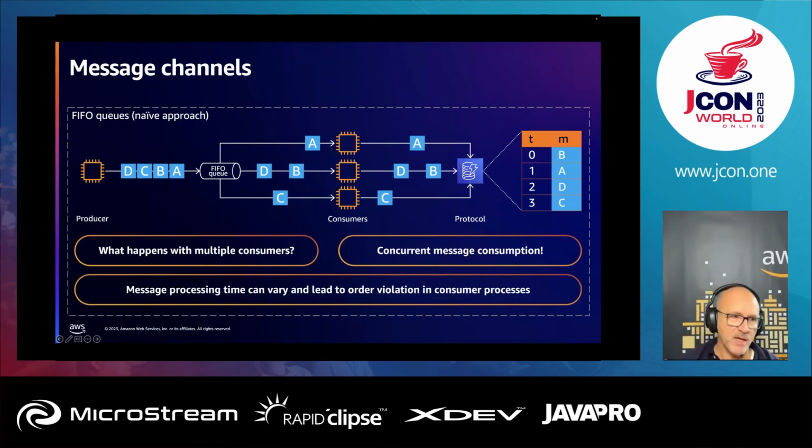So as we can see here, the message processing time can vary and lead to order violation in our consumer processes. So without any other helper around it, if we just employ a dumb FIFO queue, we have no guarantee that our message order is really retained after processing.